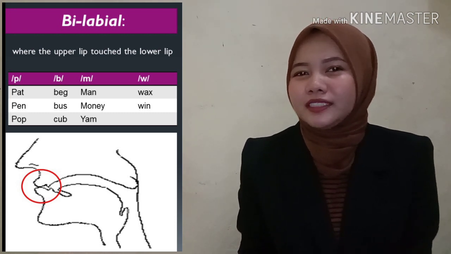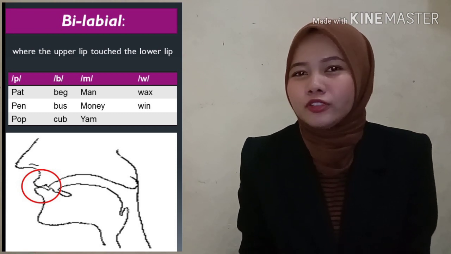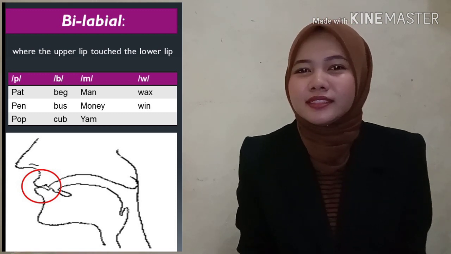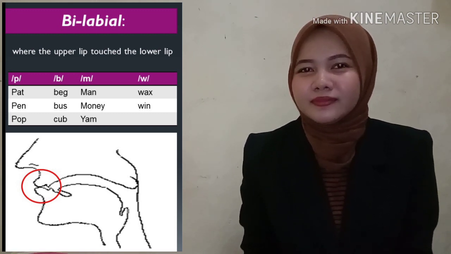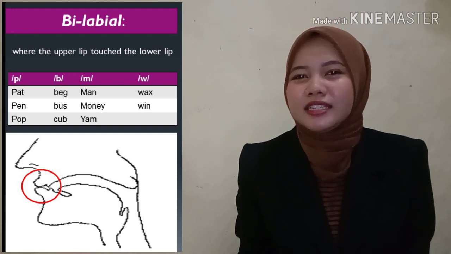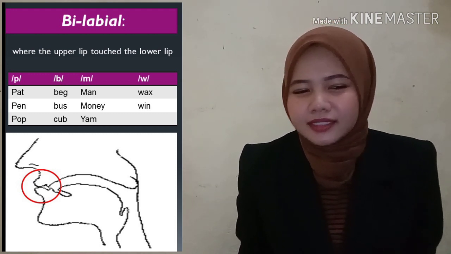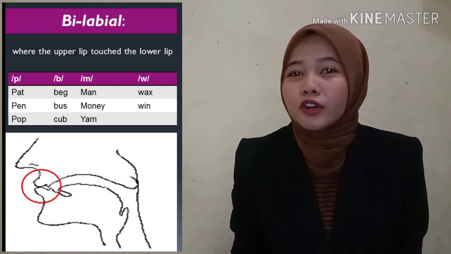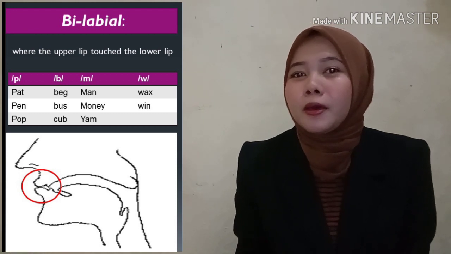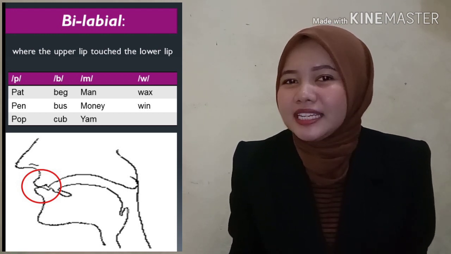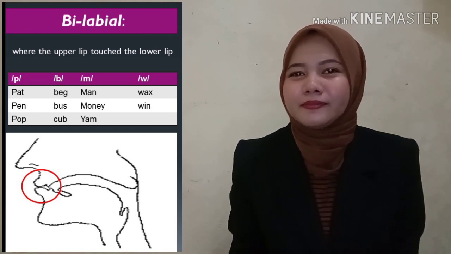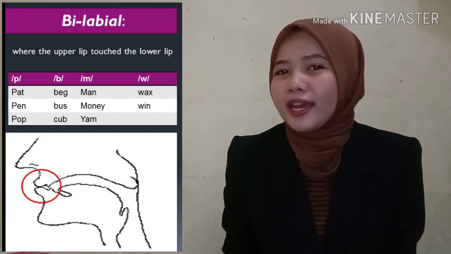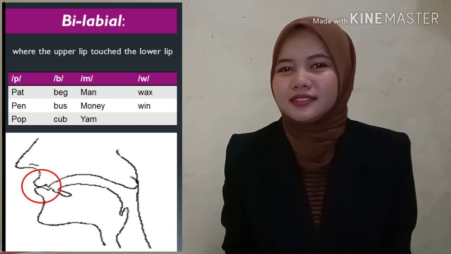For the p sound, examples are pad, pan, pop. For the b sound, examples are bag, bass, cup. For the m sound, man, money, yam. And the last one, the w sound, for example, wax, wind.